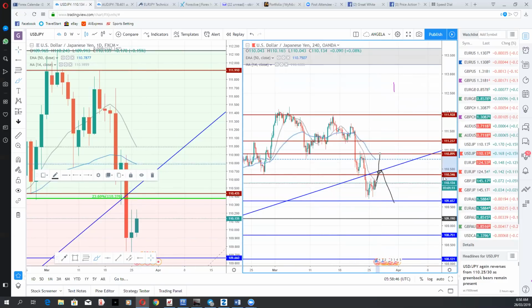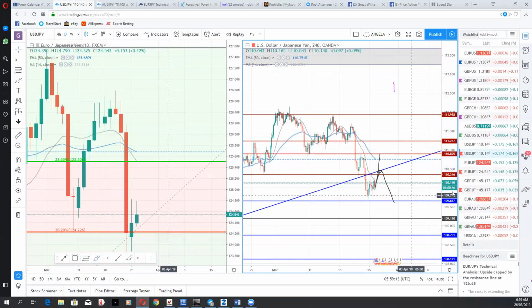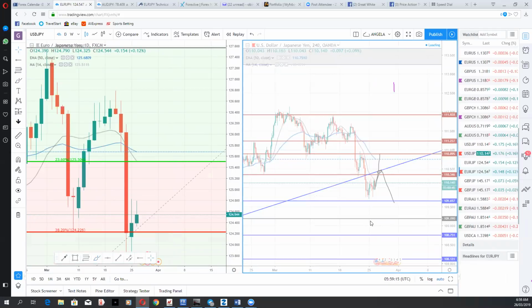So the first resistance comes in at 110.34, while your support comes in at 109.65. So this is just possibly the range. So if price gets here and you get bearish evidence, you can execute a short position down to 109.65. So the next pair I'll be looking at is the euro yen.